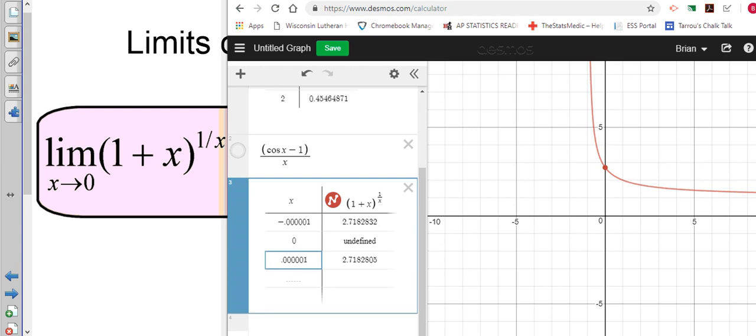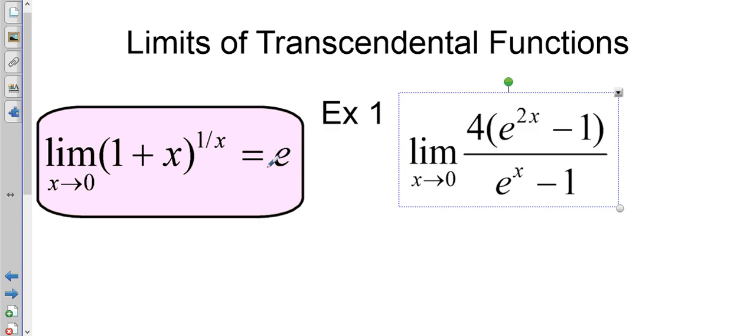From here, that value that it is approaching, we call e. That's one you want to know: the limit as x approaches 0 of (1 plus x) to the 1 over x is equal to e. That's a basic common one, an oldie but a goodie. There are other ways of finding e, which we're going to talk about later on in this section, but for right now, know that one.